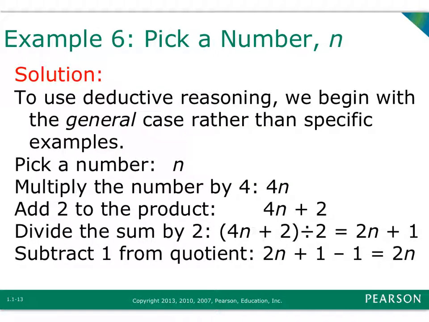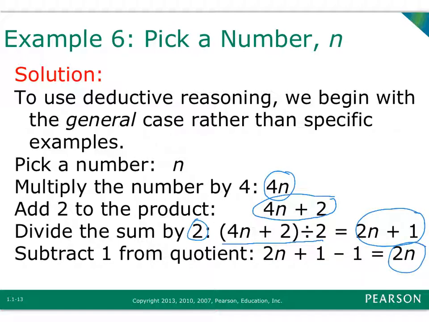So here's our deductive process. We begin with a general case, and so the general case is we pick a number n. We multiply the number n by 4, and we get 4n. And we add 2 to the product, so we get 4n plus 2. And then in example 5, we divided the sum by 2, so we get (4n plus 2) divided by 2, which is just 2n plus 1. And then we subtract 1 from the quotient, and guess what we get? 2n. So this is twice the number that we originally started with.